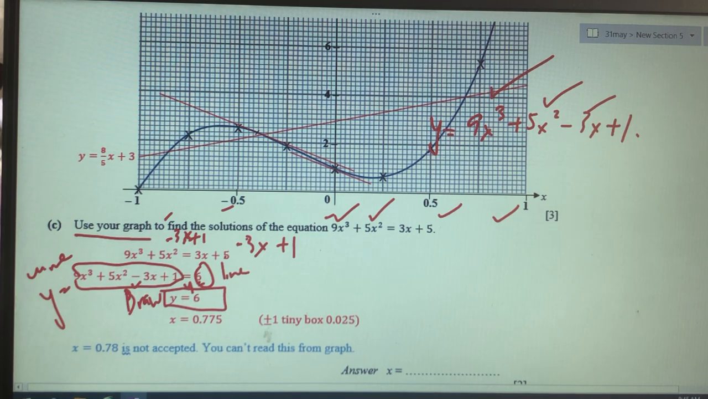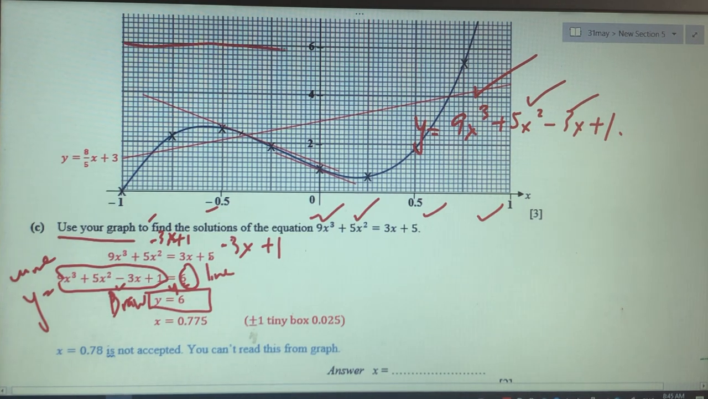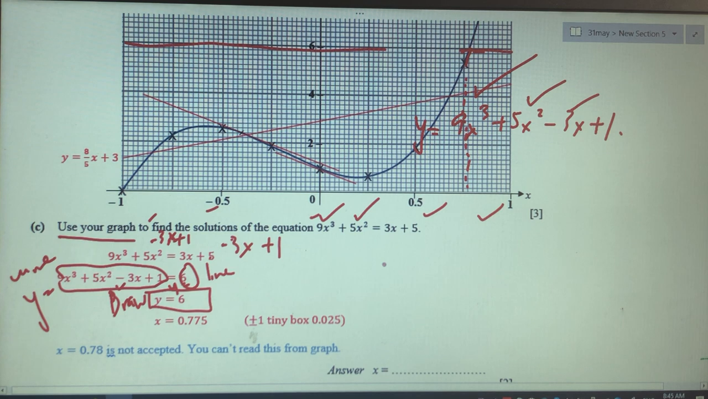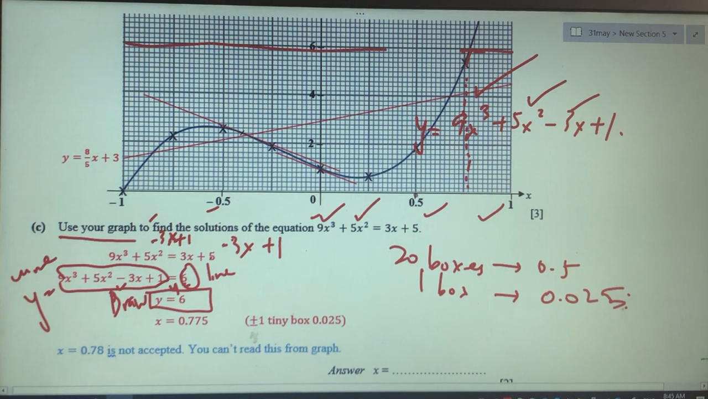Then what you do is draw a straight line. Then this will be your x value. Now, you must bear in mind how to find the value of each box. There are 10 here, 10 here, so 20 boxes is 0.5. Then one box will be equal to 0.025. So you go and count and then multiply accordingly.